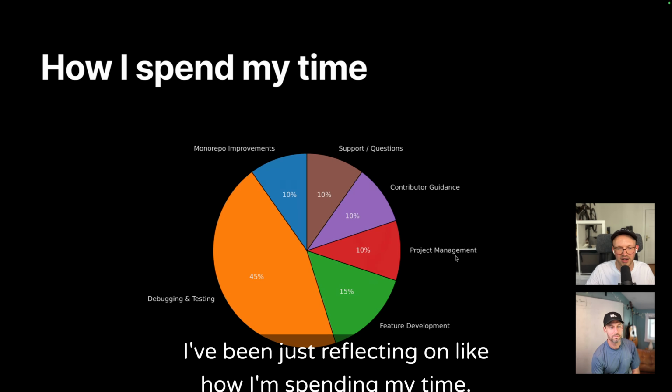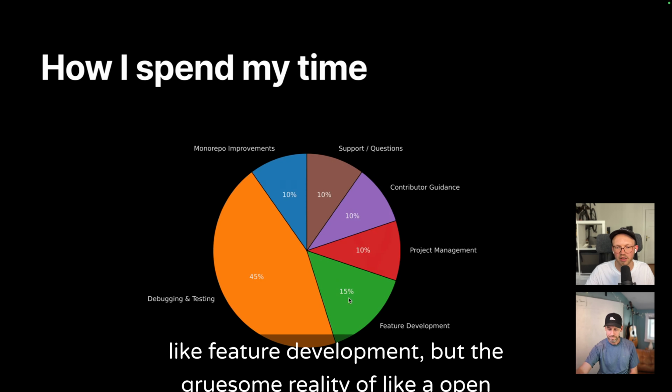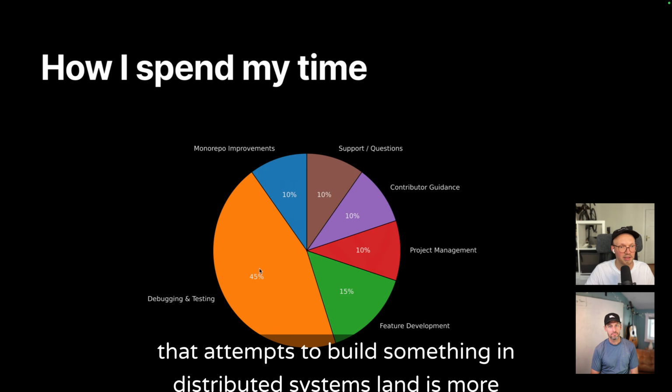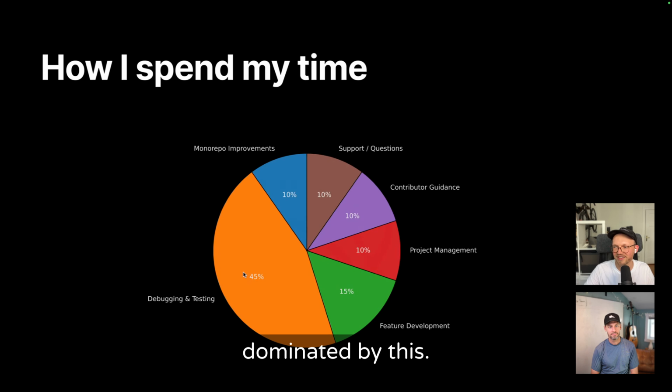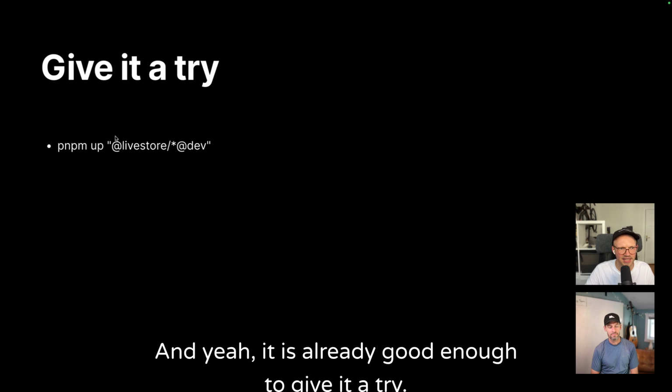I mentioned this before: I've been reflecting on how I'm spending my time. In Fantasyland, I would probably spend 95% of my time on feature development. But the gruesome reality of an open source developer who attempts to build something in distributed systems land is that it's dominated by testing and debugging. I just thought this was interesting to share. And yeah, it is already good enough to give it a try.